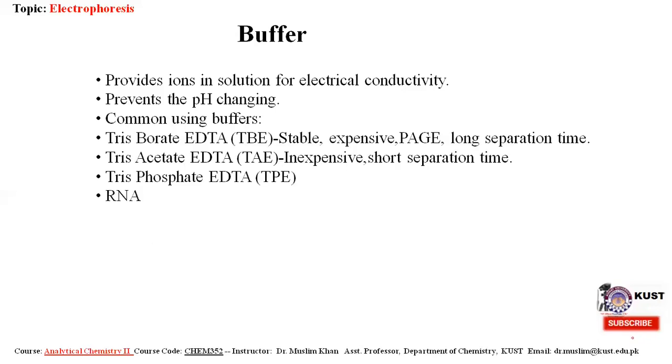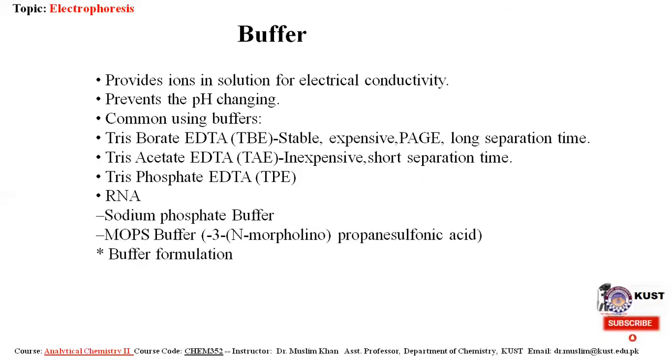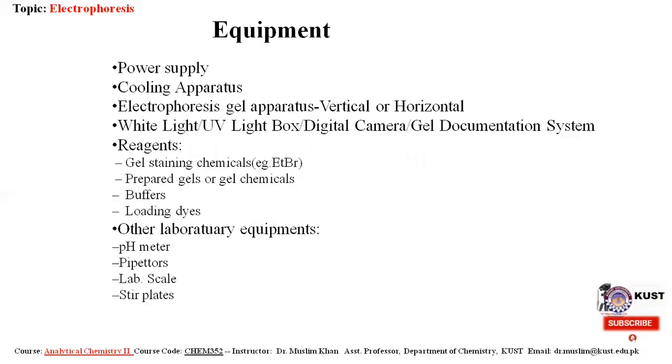Commonly used buffers are Tris borate EDTA, which is stable but expensive, with a long separation time; this is used for PAGE. Tris acetate EDTA is inexpensive, with a short separation time. And Tris phosphate EDTA is used for RNA. Sodium phosphate buffer is also used, and these are the other buffer solutions used in the electrophoresis technique.